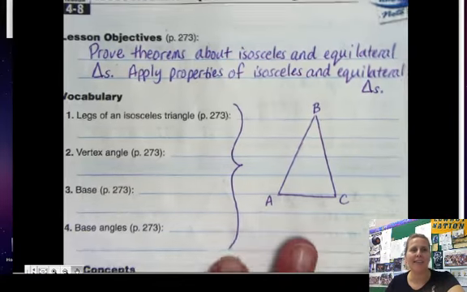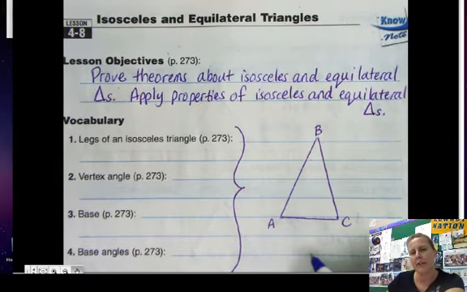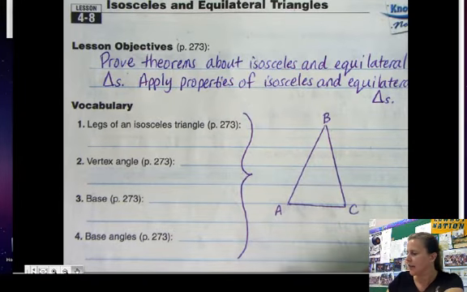Okay, and it's the last video of Chapter 4, Isosceles and Equilateral Triangles. We're going to prove theorems about isosceles and equilateral triangles and also apply properties of isosceles and equilateral triangles. So first of all, a few vocabulary terms. Let's take a look at this isosceles triangle here.